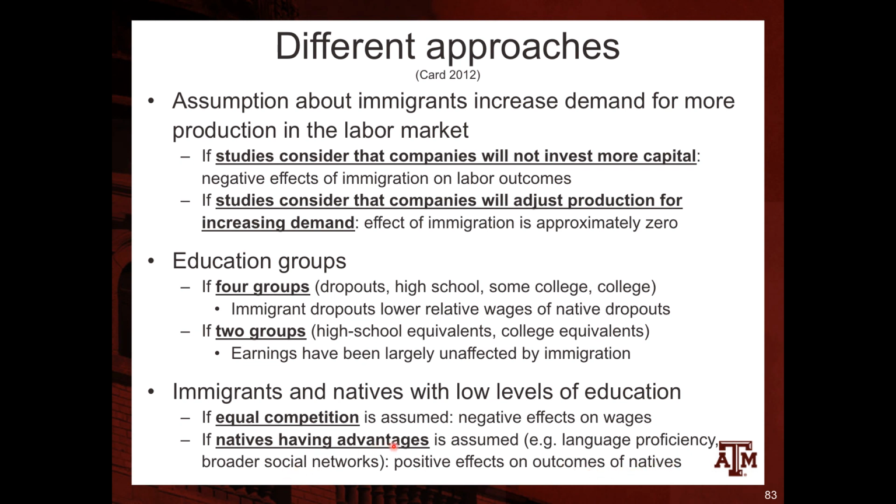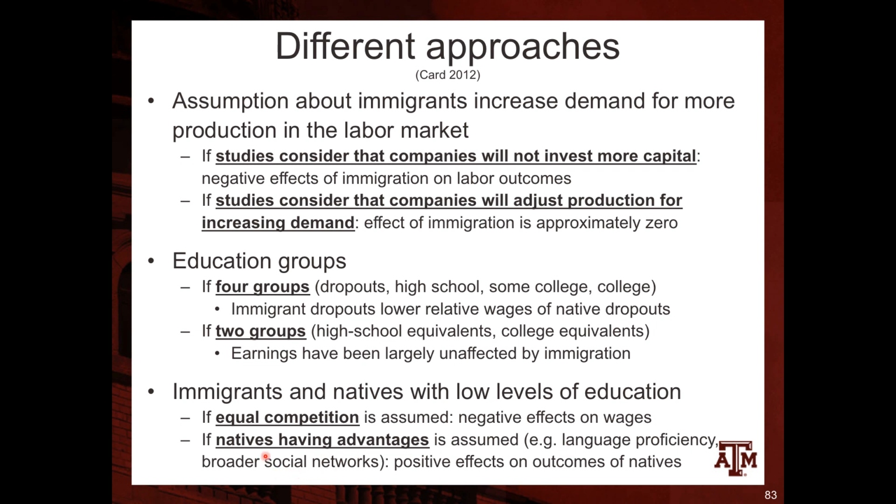And what are those advantages? Maybe these US-born workers do have lower levels of education, as does a subgroup of the immigrants entering the country, but they know English, so they have language proficiency, and they have broader social networks because they know more people in the US, they have more family members, more friends.